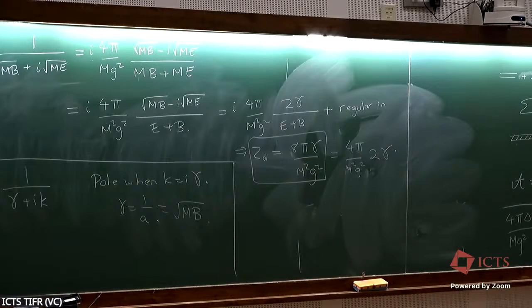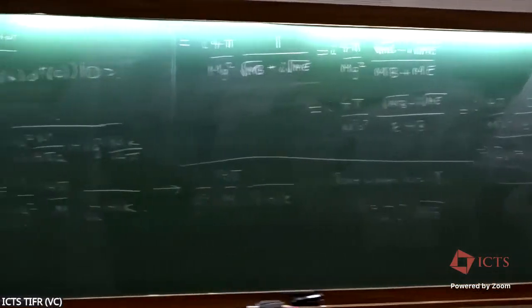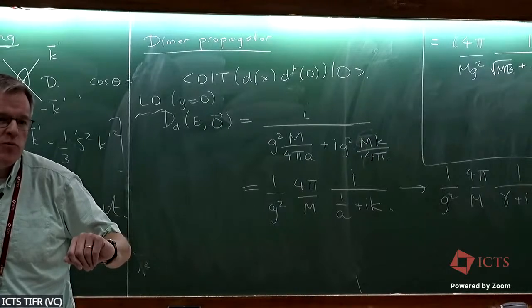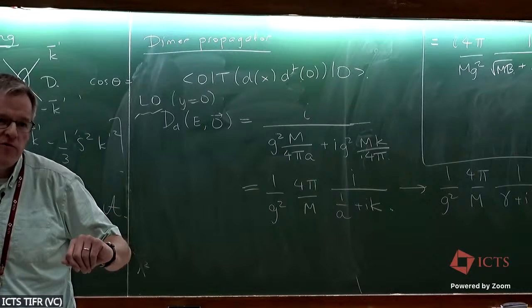Oh, because I want a time-ordered product. It's a vacuum expectation value of a time-ordered product of fields. This is what I want if I want to compute a Green's function. I need the time-ordered product so that this is actually a Green's function for the dimer equation of motion.